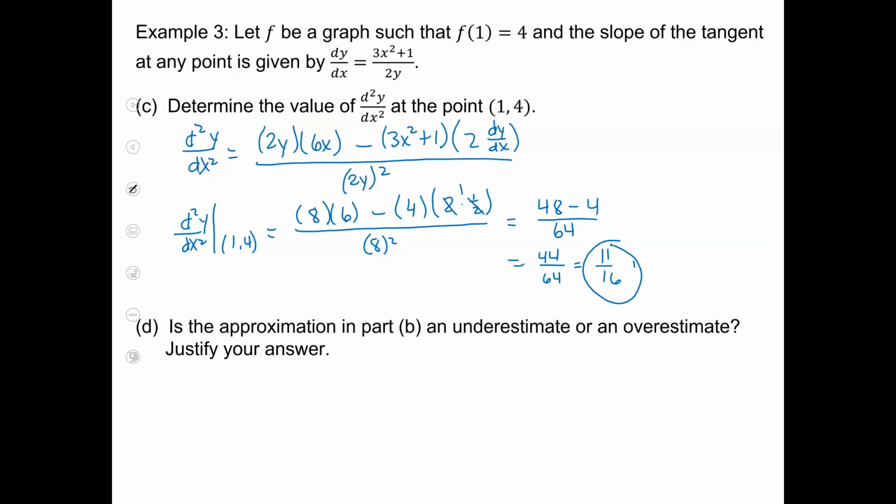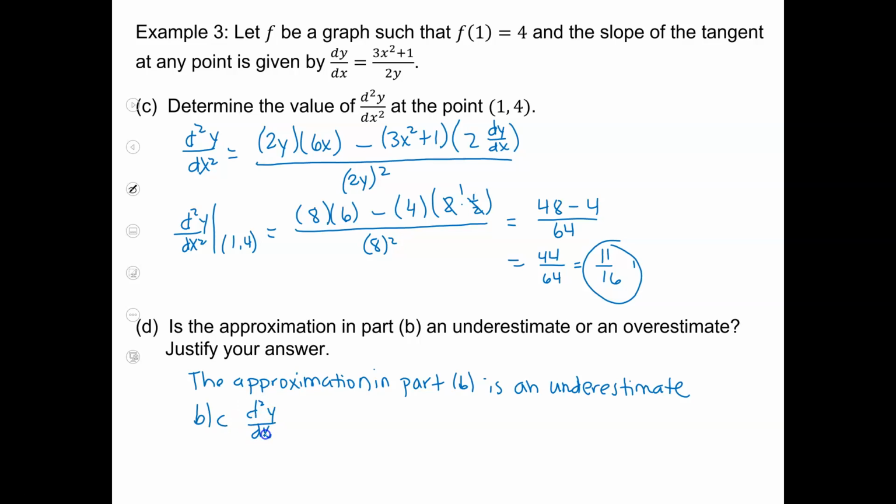Okay, so we would say the approximation in part B is an underestimate because the second derivative evaluated at 1, 4 is positive, therefore concave up. And that is it. That's our lesson.